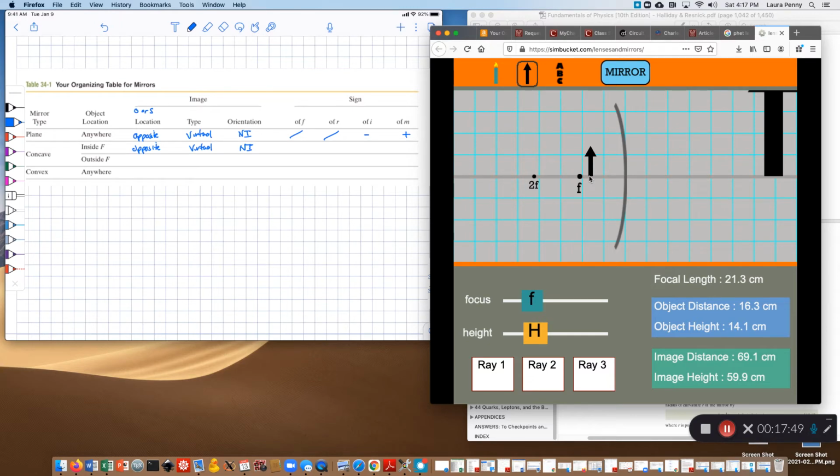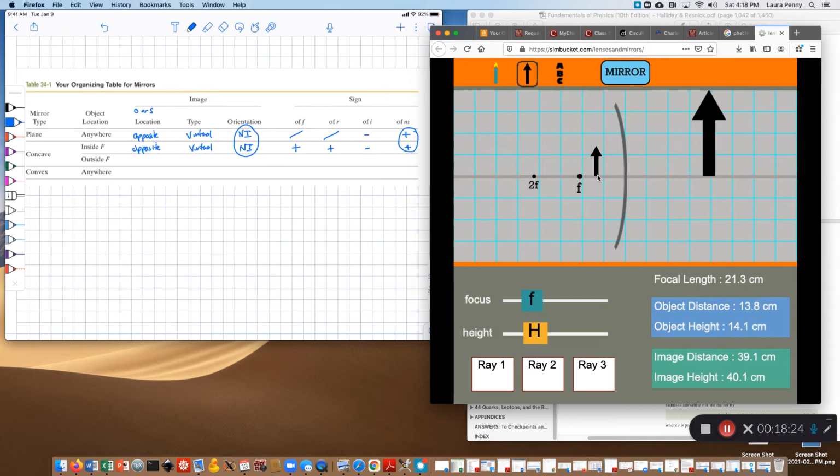For a concave mirror, the focal length is positive and the radius of curvature is positive. The image for this, if we have virtual, then we have a negative image distance and we have a positive magnification. I'm not saying it's larger, I mean it's positive in the sense that it's not inverted. So these two things basically go along with this. Positive magnification means that it's not inverted.